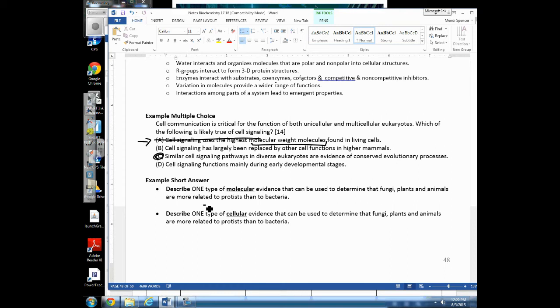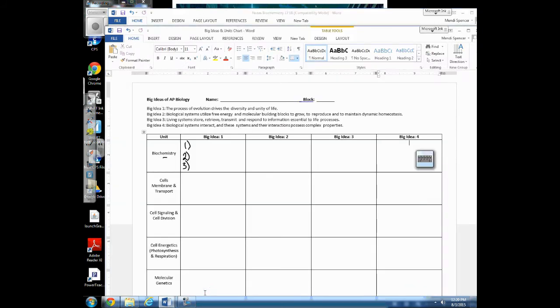The second bullet says, describe one type of cellular evidence that can be used to determine that fungi, plants, and animals are more related to protists than to bacteria. Well, it's my hope that in May, when you're studying for the AP exam, you can pull out this big idea sheet and you can go through some of these concepts that you have in the box. And the answer to that second bullet is going to be right here in this box. You're going to have a concept there that you can utilize to answer that second question that I showed you.